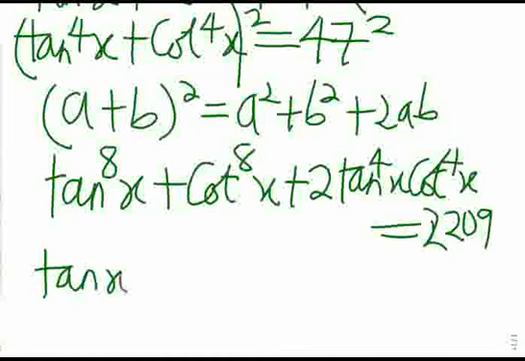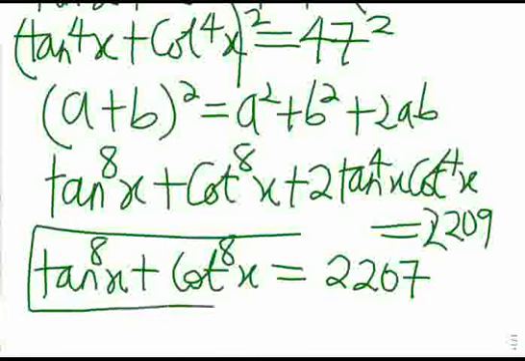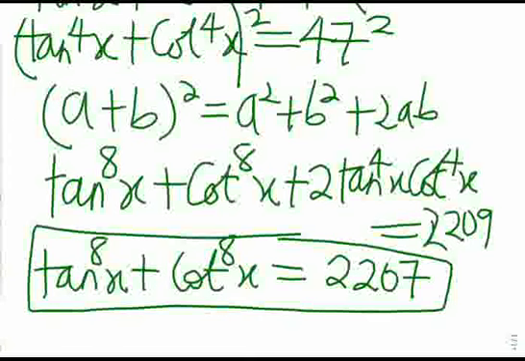So tan x to the 8th power plus cot x to the 8th power plus the whole of this will still give us the same 2 as it happened previously. Tan is the inverse of cot, so they'll both cancel out, leaving behind that 2. So if we now cross the 2 to the right hand side, that will be 2209 minus 2, that will be 2207. So the final solution to this question is 2207.